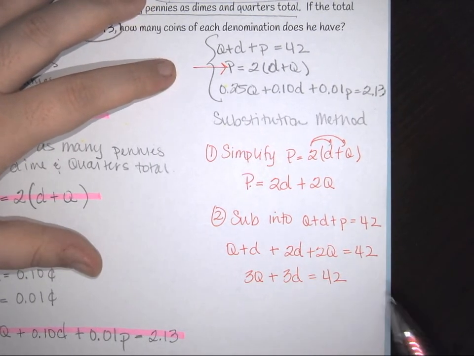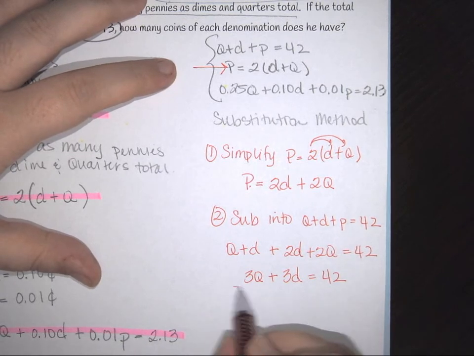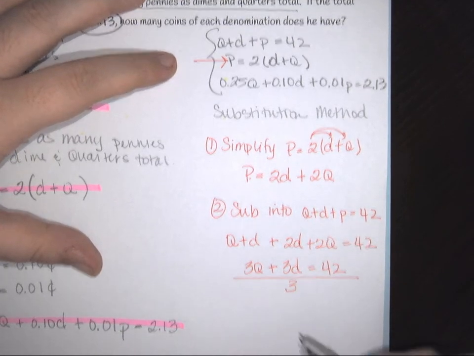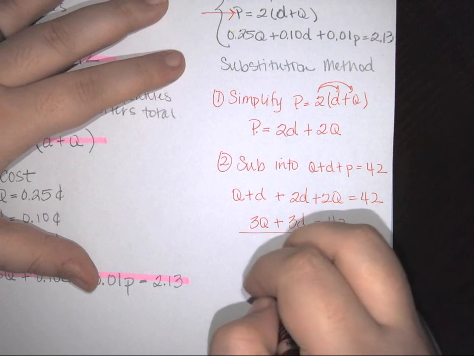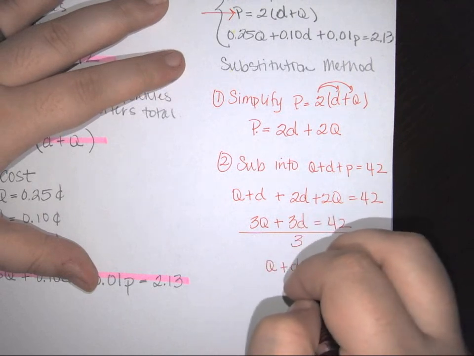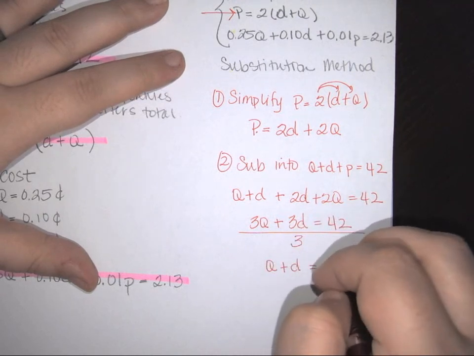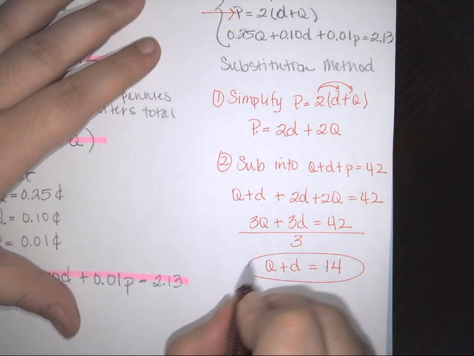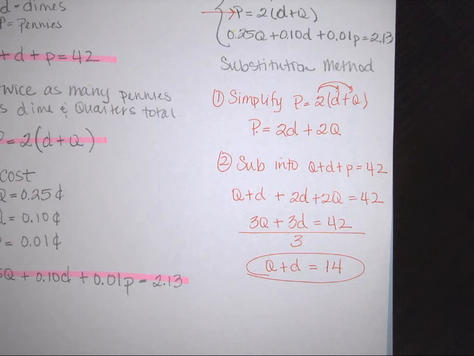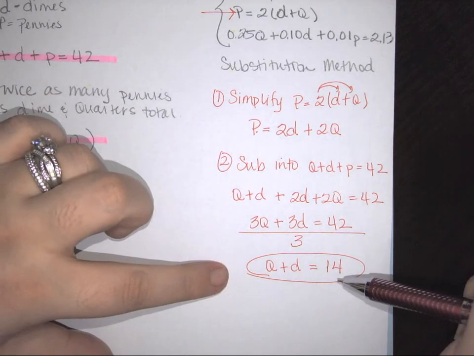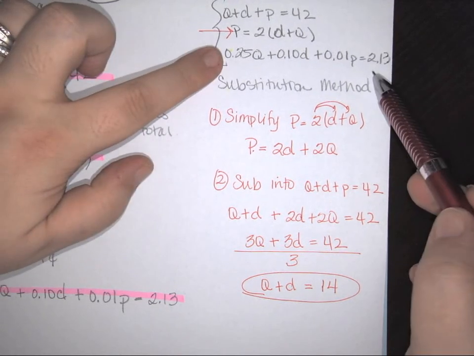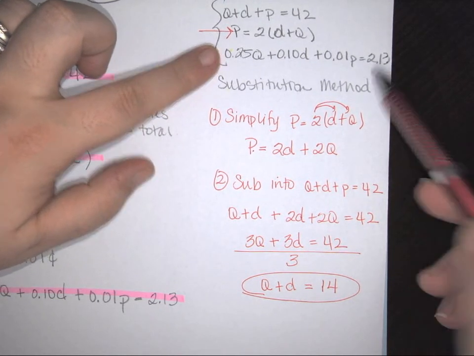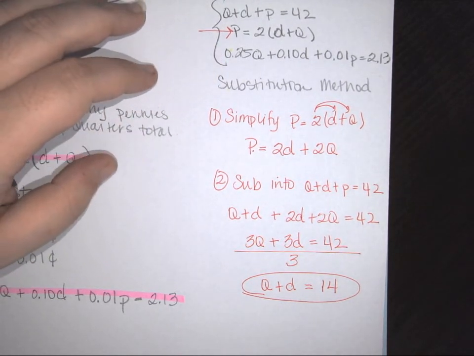And then I would go ahead and simplify, which says I can divide everything by 3. And therefore I get that Q plus D equals 14. So this is my next new equation. So I need to keep an eye on that equation. But then I still have 3 variables here. So I have to substitute again.